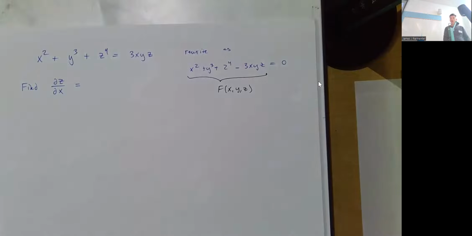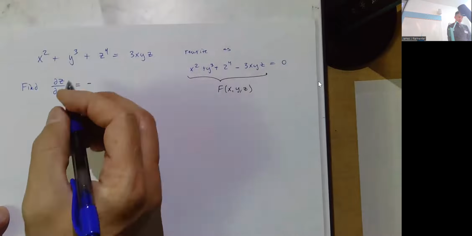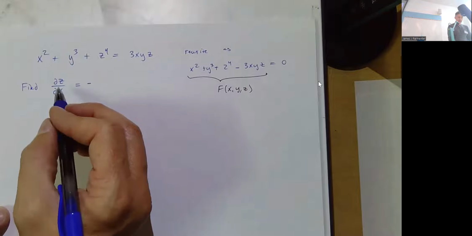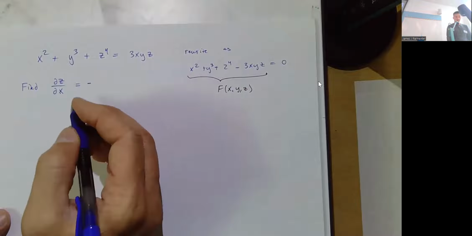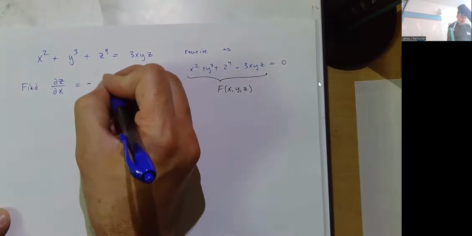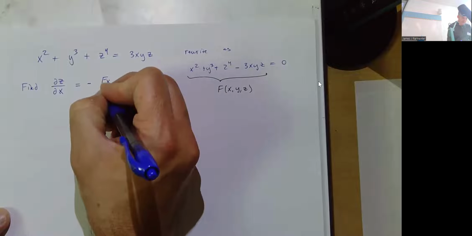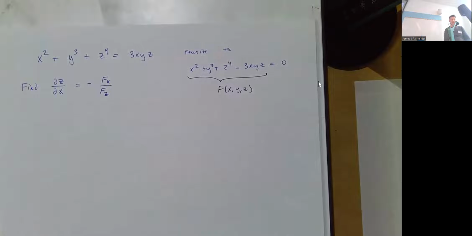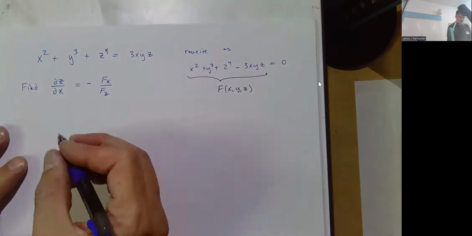The short way of doing this, it's not too hard once you've done it a few times. You just say, okay, it's going to be negative, and you just flip these over. So if you're finding del z del x, it's going to be the negative of fx over fz, the partial of f with respect to x over the partial of f with respect to z. Cool, let's do it.